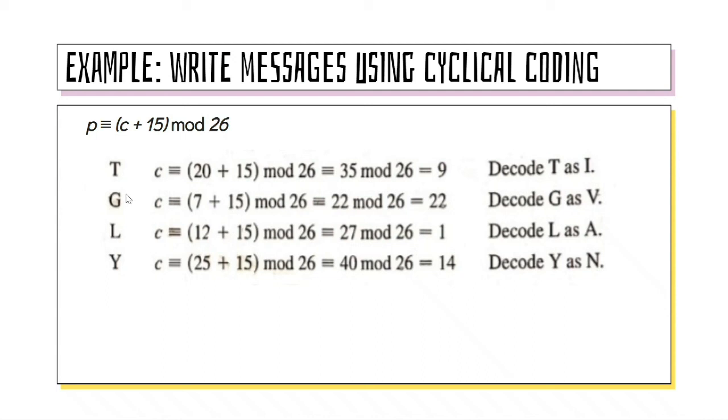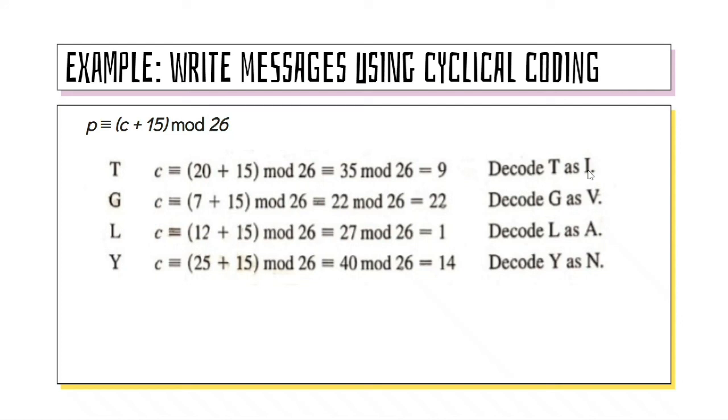If we decode TGLY, T, C is congruent to 20, since T is the 20th letter, plus 15, mod 26. 35 divided by 26, we have 1, and then there's a remainder of 9, so the answer is equal to 9. And if we look in the table, letter number 9, the equivalent letter is I.